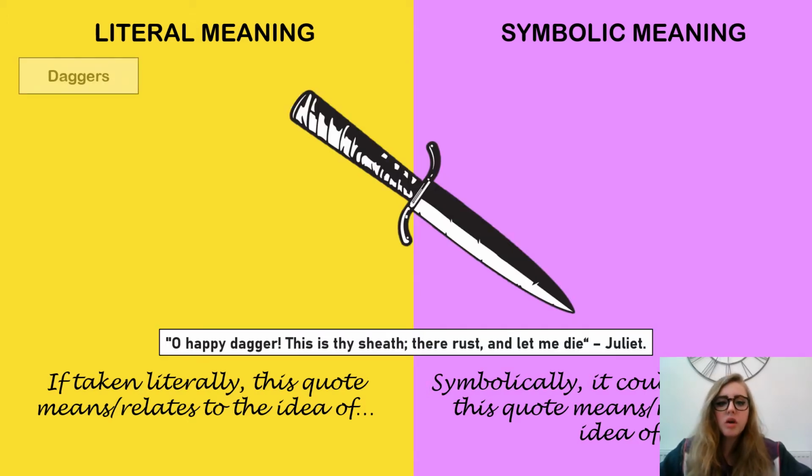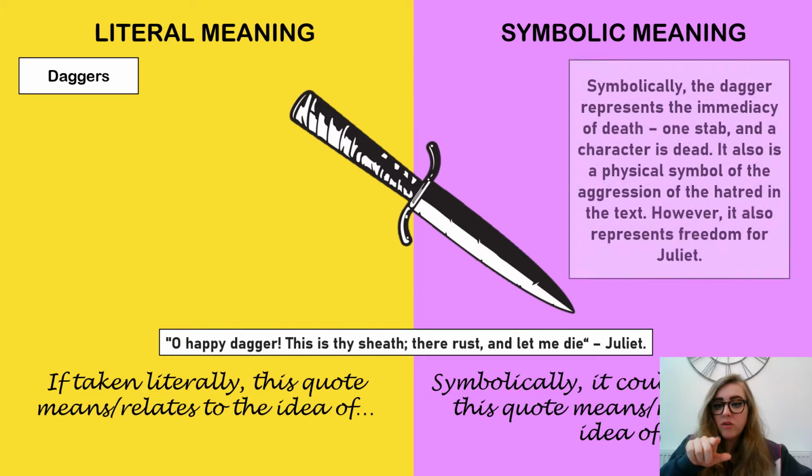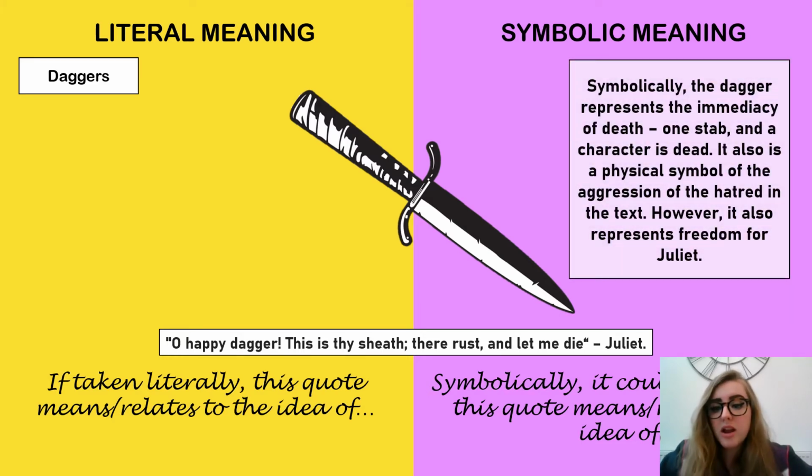Okay, so for each one I'm going to put a quote in. Again, I'm going to find a quote yourself, and then there'll be some little bits of information as well that I'll talk through. "Oh, happy dagger, this is thy sheath, there rust and let me die." So she's literally becoming the sheath for the dagger to lie in, because she's killing herself.